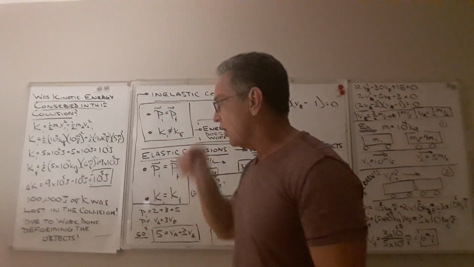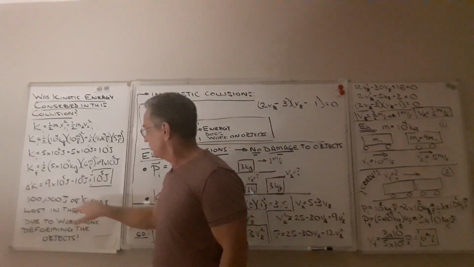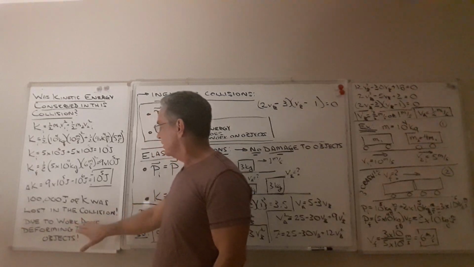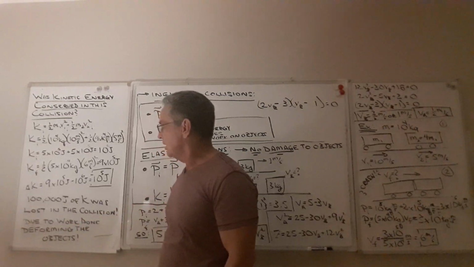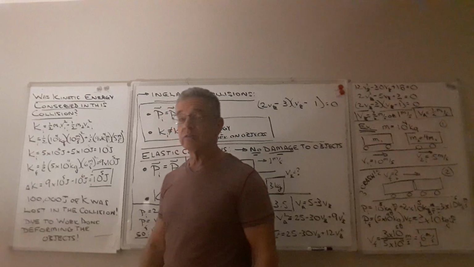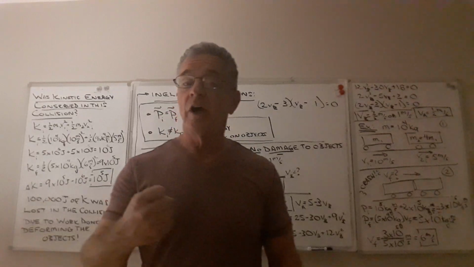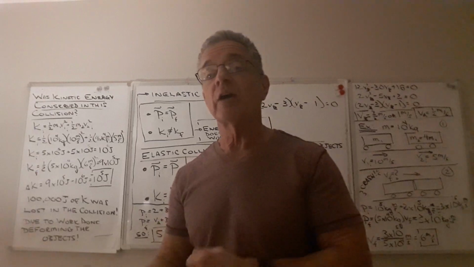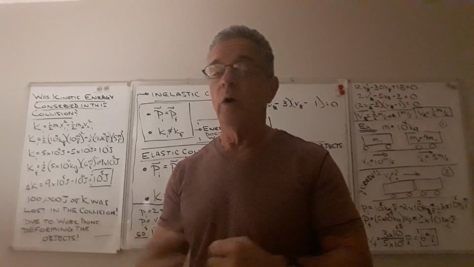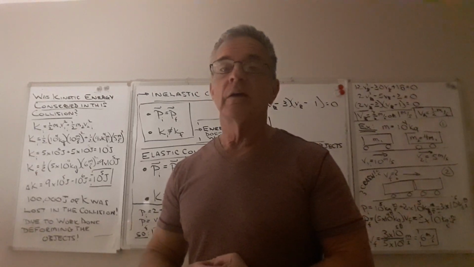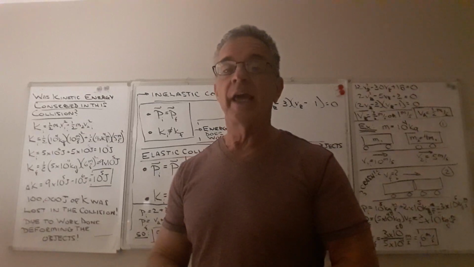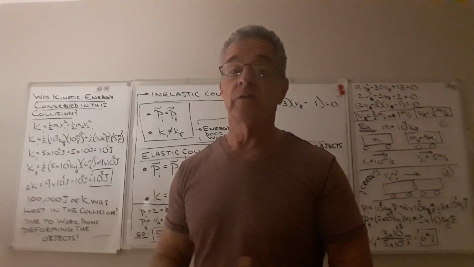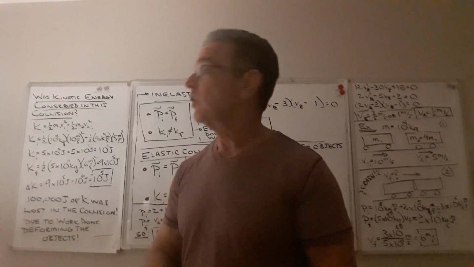So energy was lost. Where did it go? 100,000 joules of kinetic energy was lost in the collision due to work done in deforming the objects. Thing 1 applies a force through a distance on thing 2. Thing 2 does the same thing back on thing 1. So work was done, and that shows up as a loss of the mechanical energy of the system. In this case, it's just the kinetic energy, which is lost.